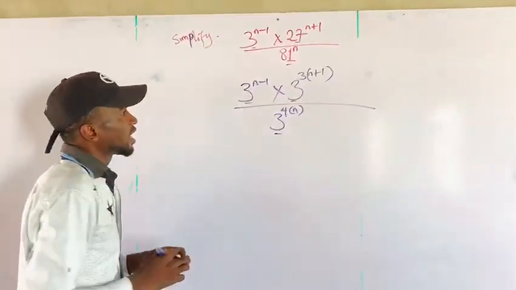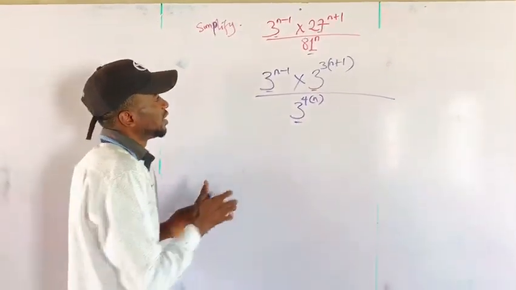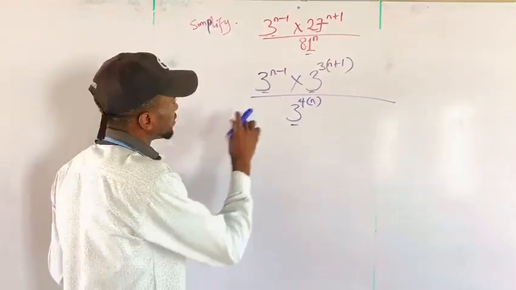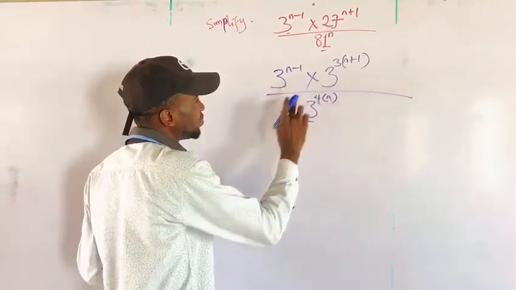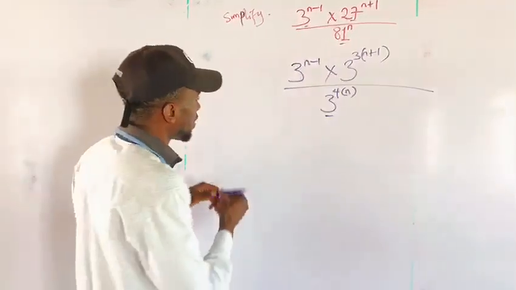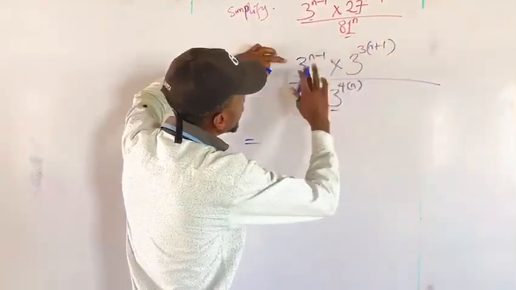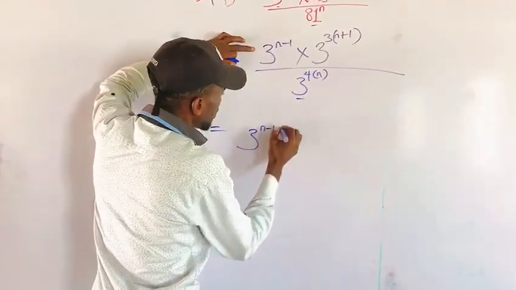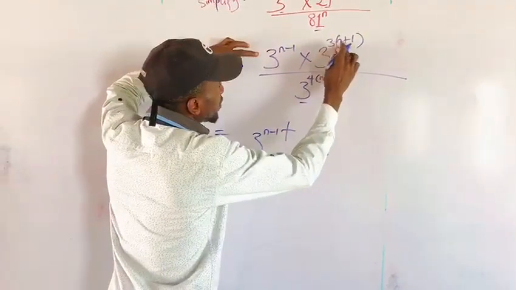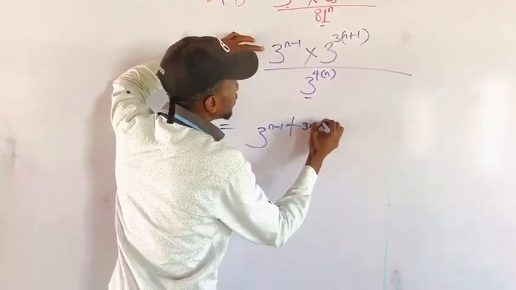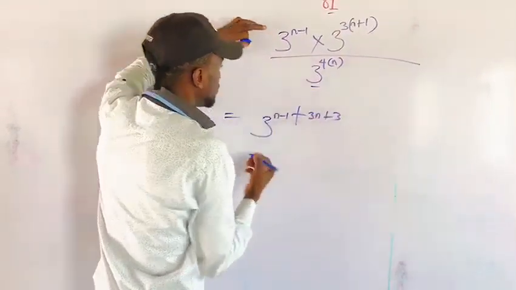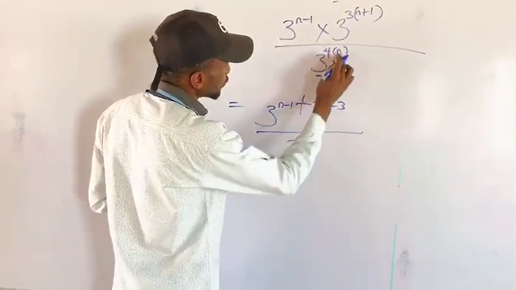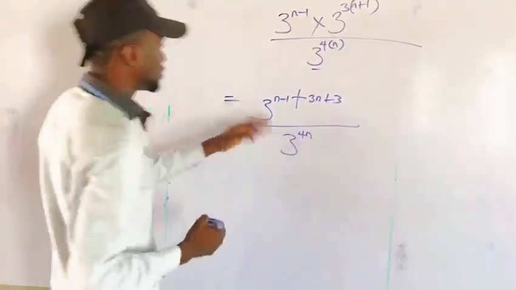Now looking at this, I can apply the first law of indices when I want to work with the numerator. The first law of indices says if I have two indices multiplying themselves and they have the same base, I should pick one of the bases and add their powers. So working with the numerator, this will be equal to 3 raised to the power of n minus 1 plus, let me open this bracket, 3 times n, 3n plus 3 times 1, 3. So this is what the numerator looks like over the denominator, 3 raised to the power of 4 times n, this is 4n. This is what I'm having.